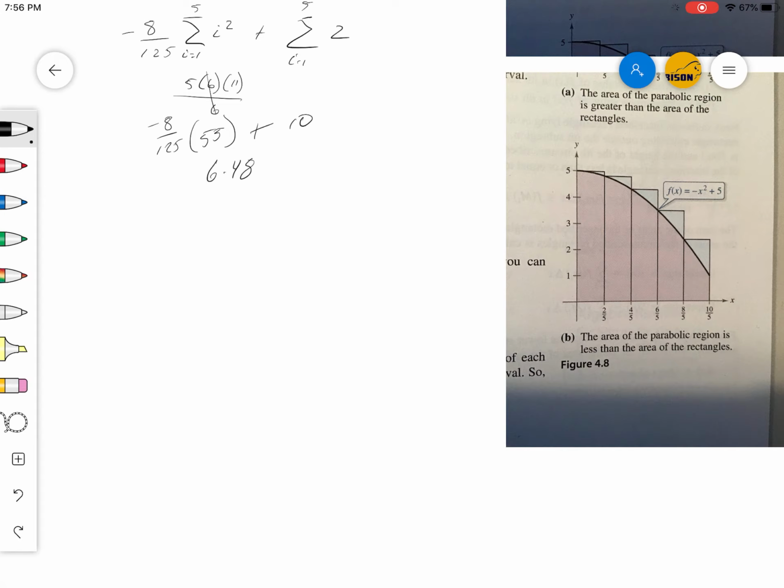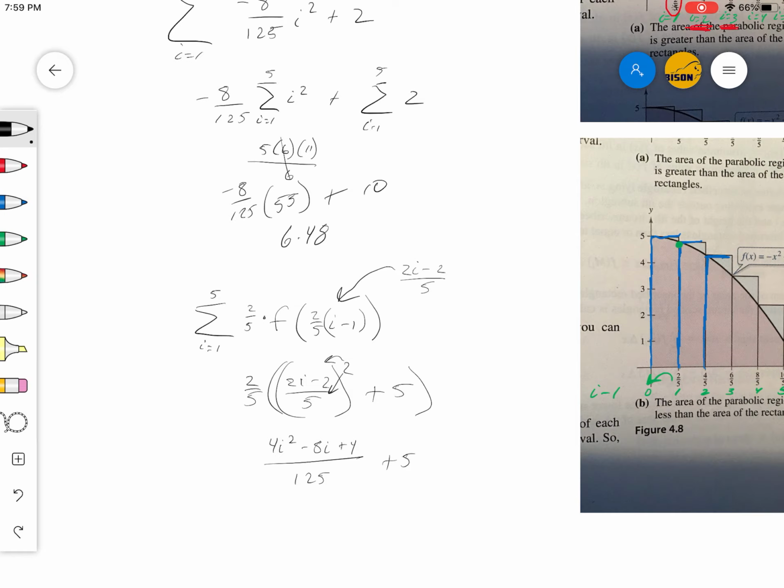Okay, so now once I get down to it, I still got to start squaring stuff. 2i minus 2, if I start squaring that, obviously the top and the bottom get their own square here. So squaring 2i minus 2: 4i squared, minus 8i, and then plus 4, all over 25. Still got the plus 5. Then we got to do 2/5 of all that. So multiplying everything on top by 2 would be 8i squared minus 16i plus 8.